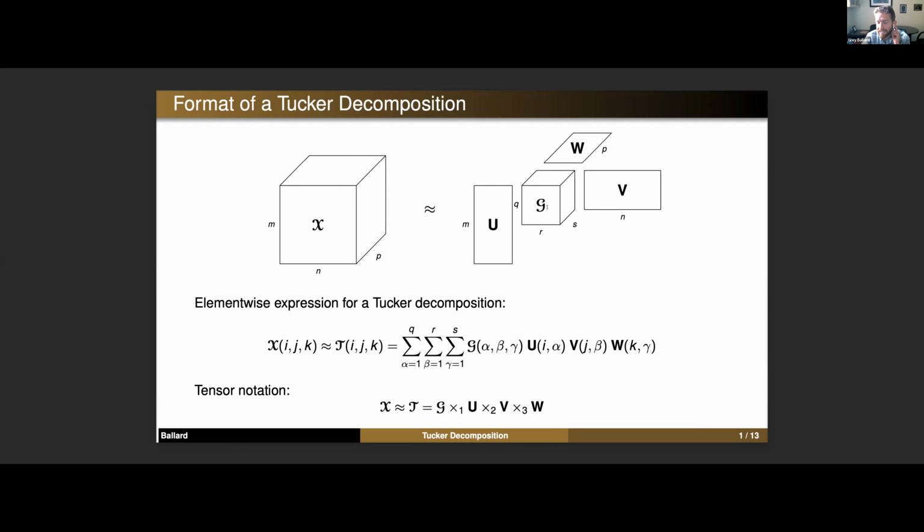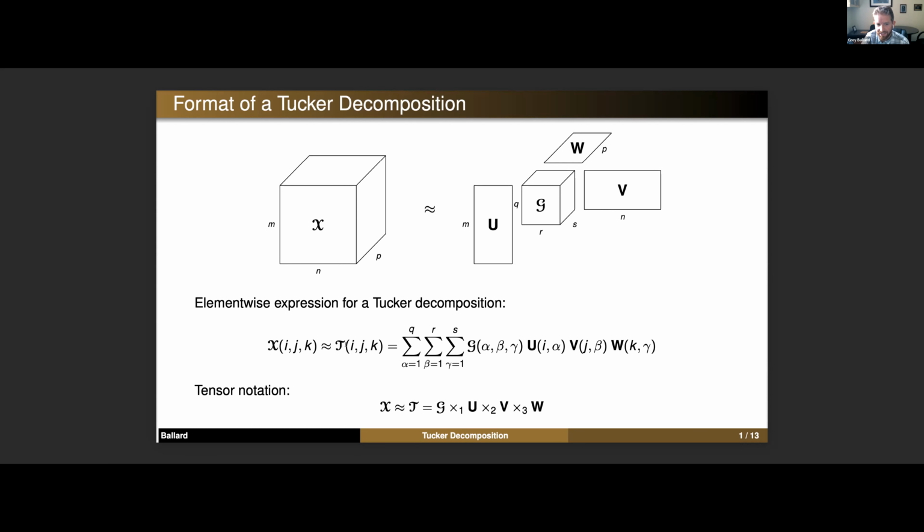The idea is that if I multiply these factors together in the right way, I get a good approximation of the original data tensor. So how do you multiply these things together? I've written it element-wise here. It's this triply nested summation where I take an element of the core and an element from each of the factor matrices, multiply these together, add them up, and that gives me an approximation of a particular entry of my data tensor.